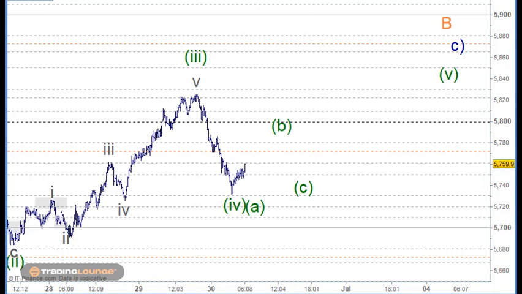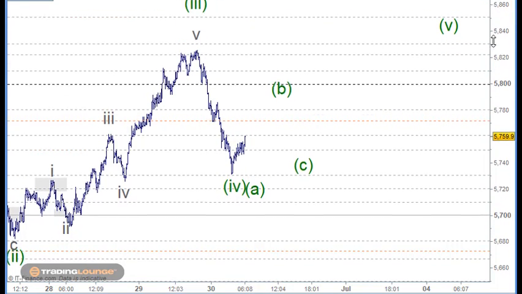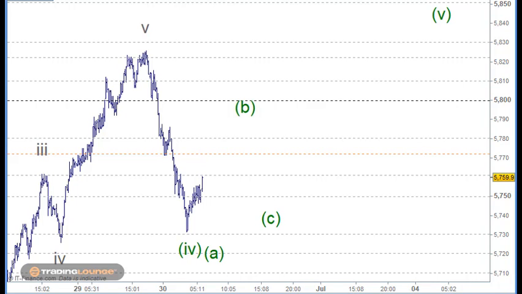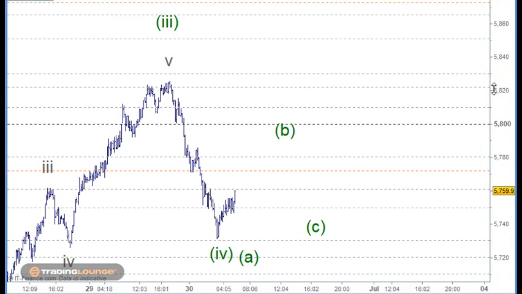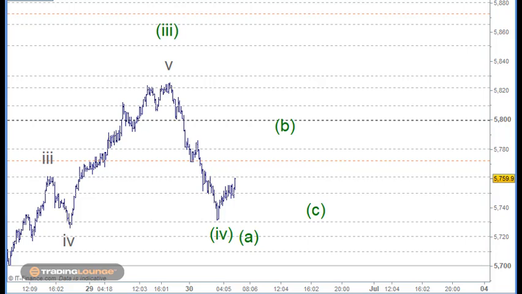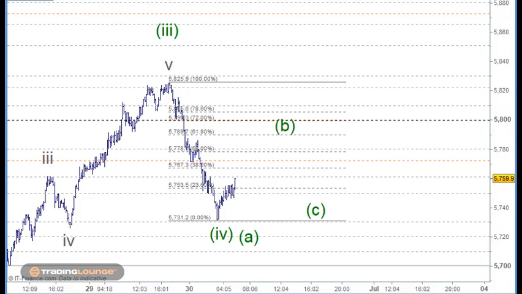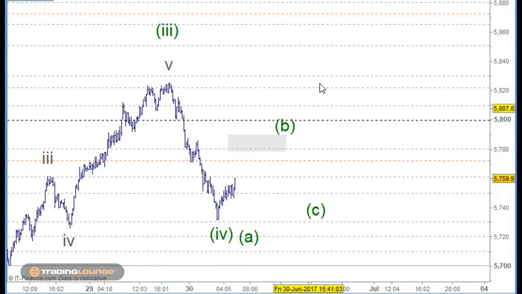So here, let's just open this up a little bit further here. You can see it. Okay. So that's our 50-60% target area here. So that's where we can expect.